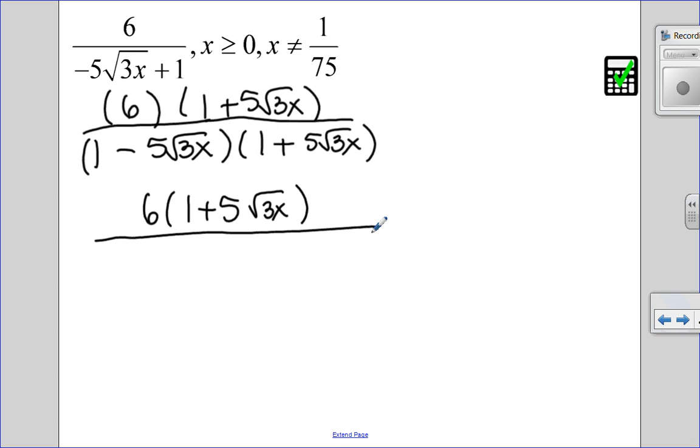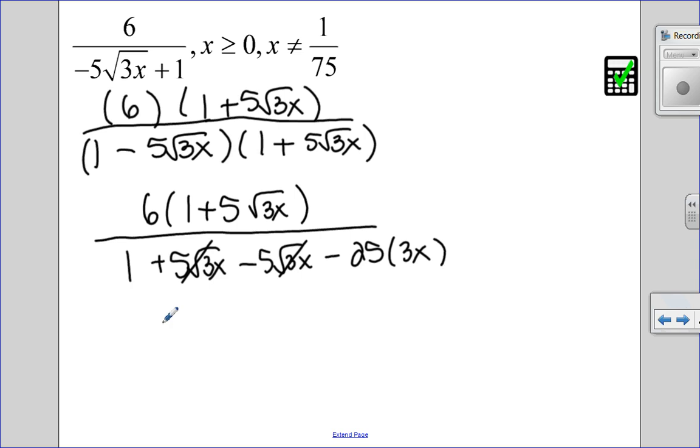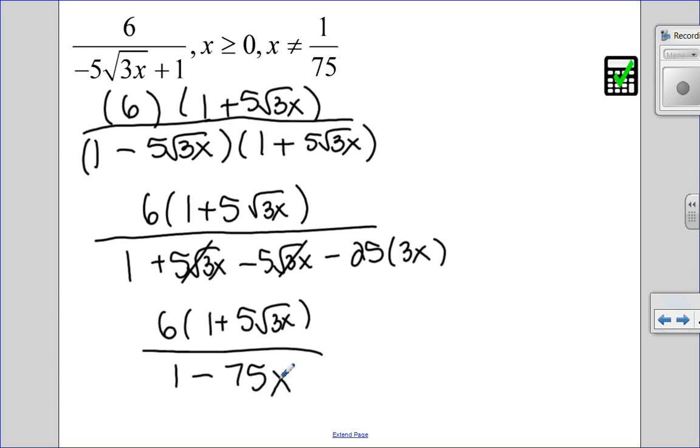In the denominator, I have 1 times 1, 1 times 5 root 3x, negative 5 root 3x times 1. There you can see my middle term is gone. And then negative 5 root 3x times 5 root 3x is negative 25. Root 3x times root 3x just becomes 3x. So keeping my numerator factored, it becomes 1 minus 25 times 3, 75x.